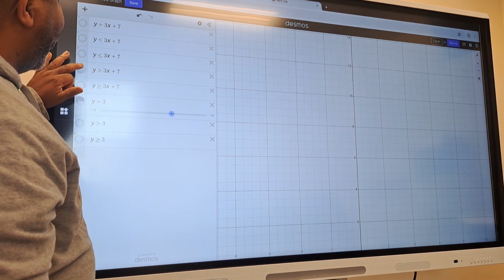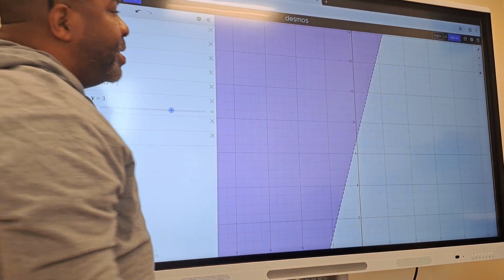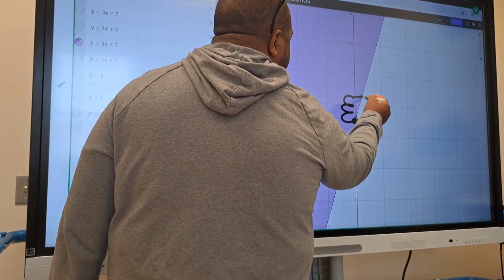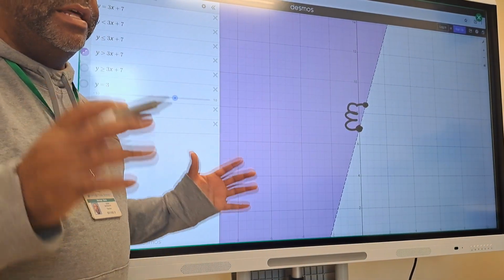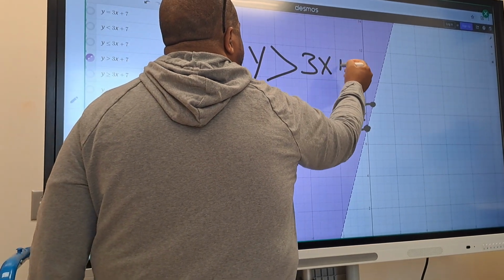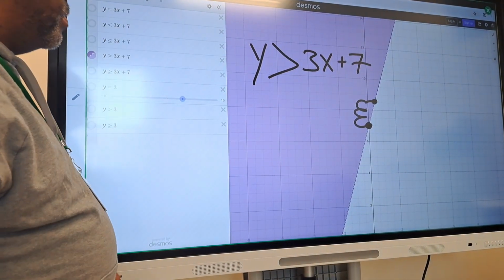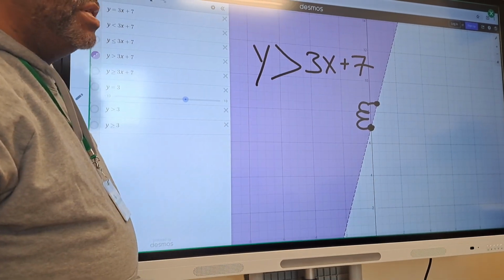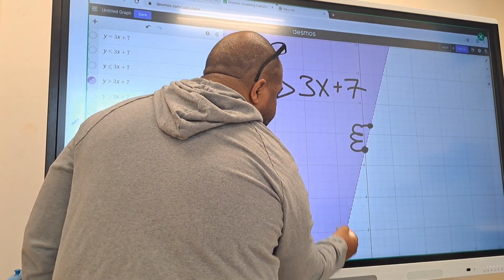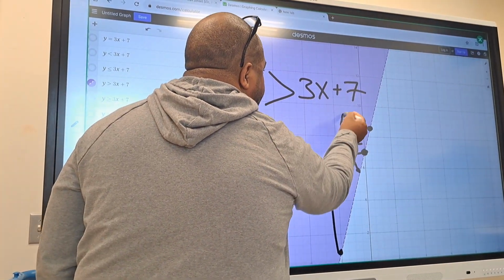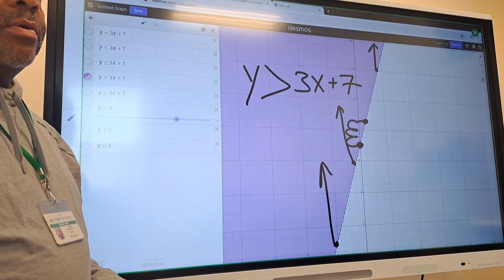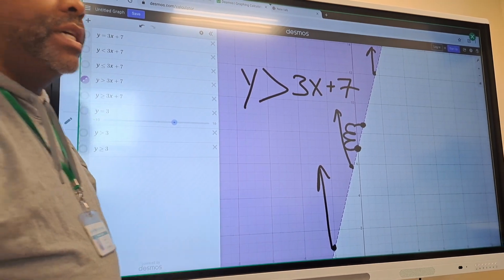What happens if it's y is greater than? So now we still have the same point, right? Our y-intercept is still here, 1, 2, 3 over 1. So nothing has changed with the linear equation, except now it's saying y is greater than 3x plus 7, right? So when it's greater than, you're going to shade up or to the right. If I pick a point here, I'm shading up. I pick a point here, I'm shading up. I pick a point here, I'm shading up. So when you see greater than, you're going to shade up.